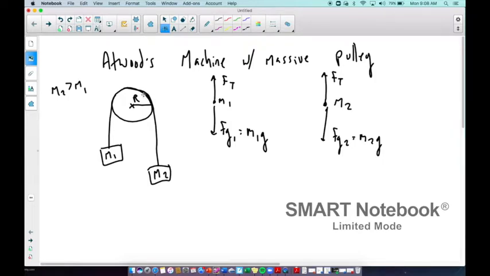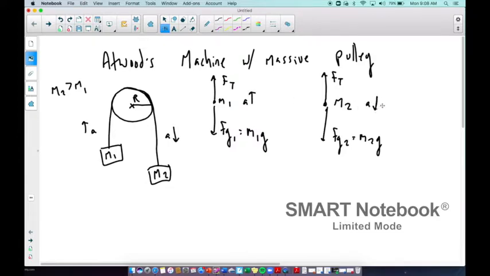And I hope you guys can understand that if mass 2 is larger than mass 1, then the rope is going to be going around this way. In other words, I'm going to have acceleration down here, acceleration up here, just like we had last time.